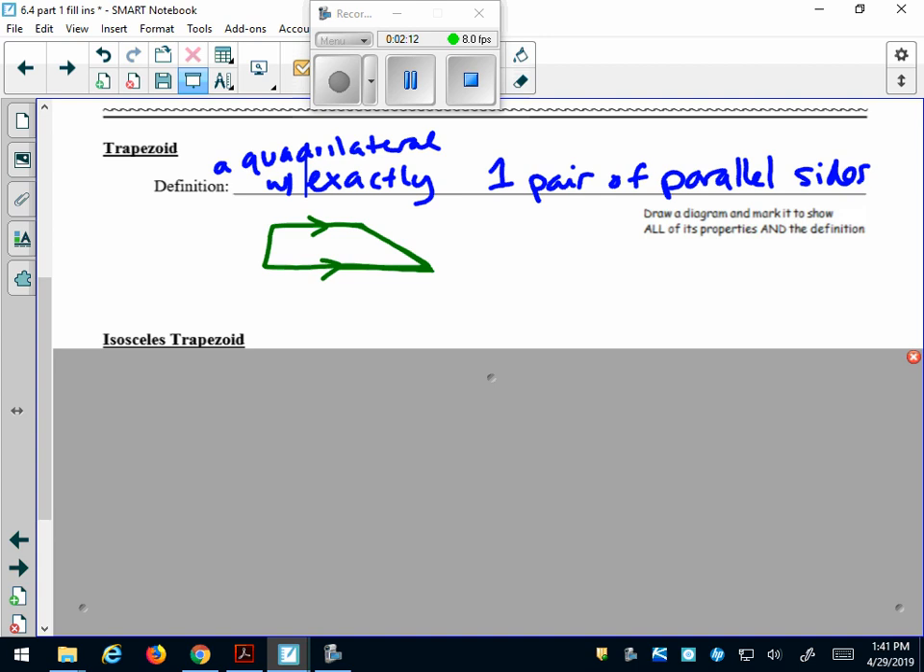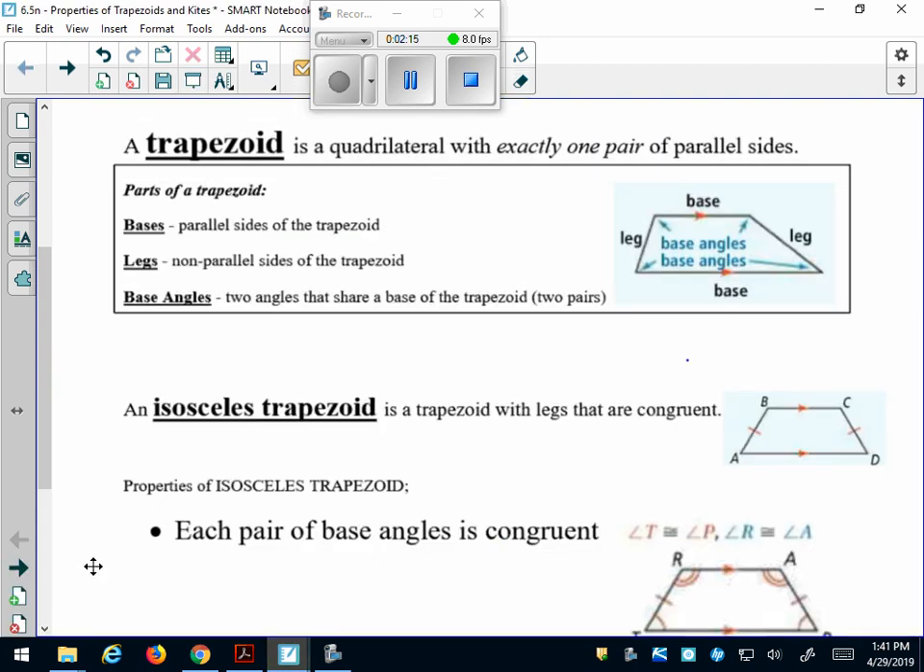Okay, so in a trapezoid, if we look at naming, this is back on the white notes now, naming the parts of a trapezoid, you have the two parallel sides, and those are called the bases. And you have the two non-parallel sides, and those are called the legs. If these two are the bases, that makes them parallel, we have what we call base angles. These two angles are base angles, and these two angles are base angles.